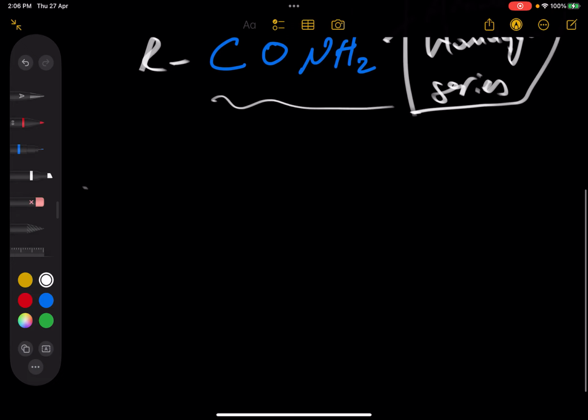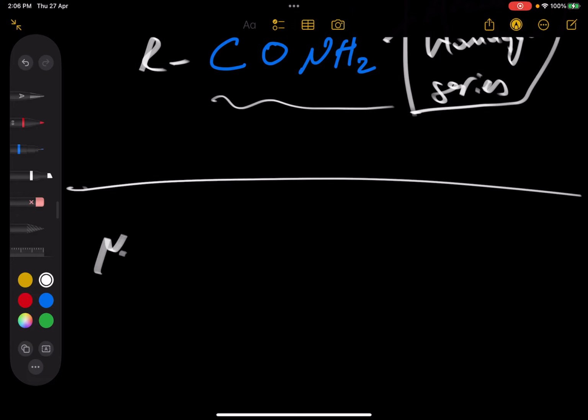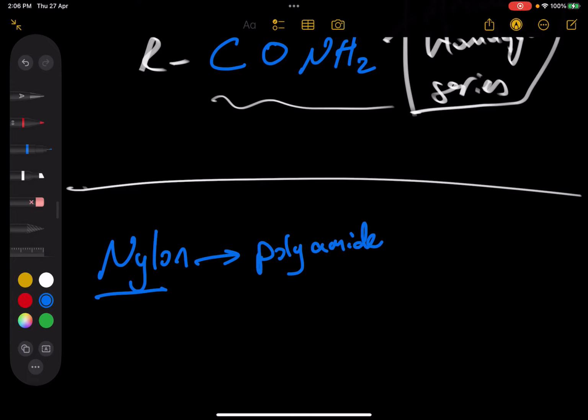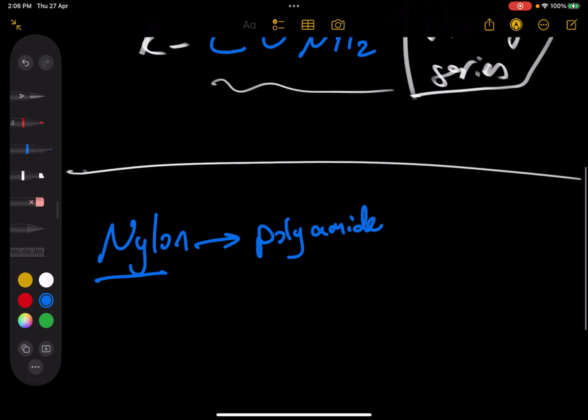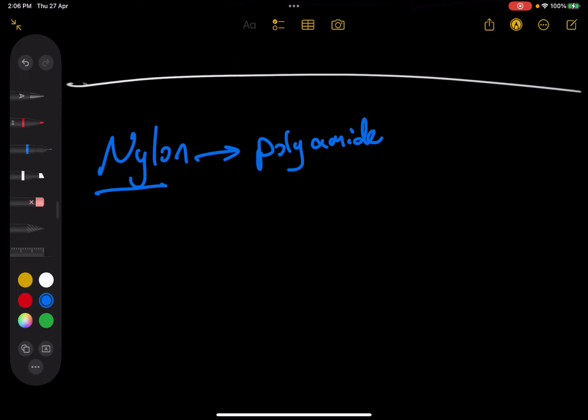So let's take an example. Nylon. You know nylon? Nylon is used in clothes. Nylon is a polyamide. Basically, it has an amide link. So how do we make nylon? How do we manufacture nylon?